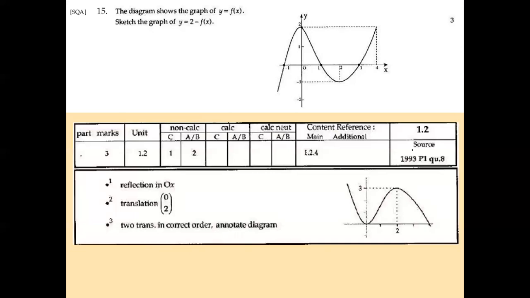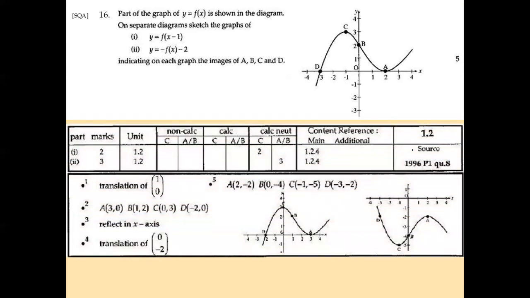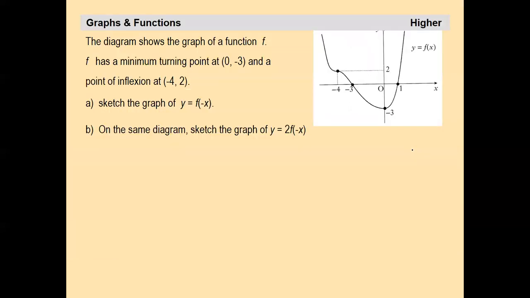So this point here, so you've got a translation. This one, I've got f of x minus 1, so we're going to slide it to the right by 1. Whereas this one there, we flipped it and then we brought it down. These are just examples.